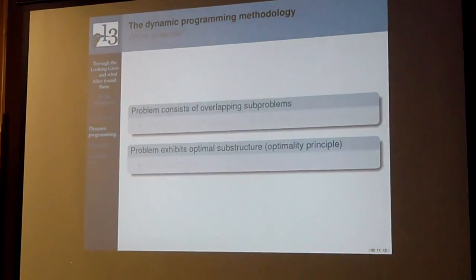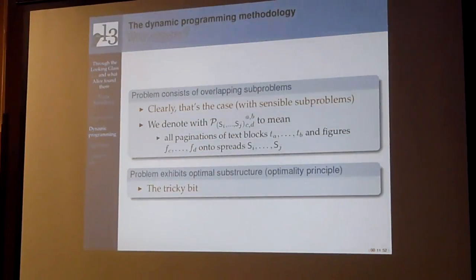Okay, when can we apply dynamic programming? It needs 2 requirements. One is we need to have a problem that consists of overlapping subproblems. And the second one is this strange optimality principle, or as some textbooks say, it exhibits optimal substructure. So what does this all mean? For typesetting, we clearly have the situation that the subproblems are overlapping. Why is this the case?